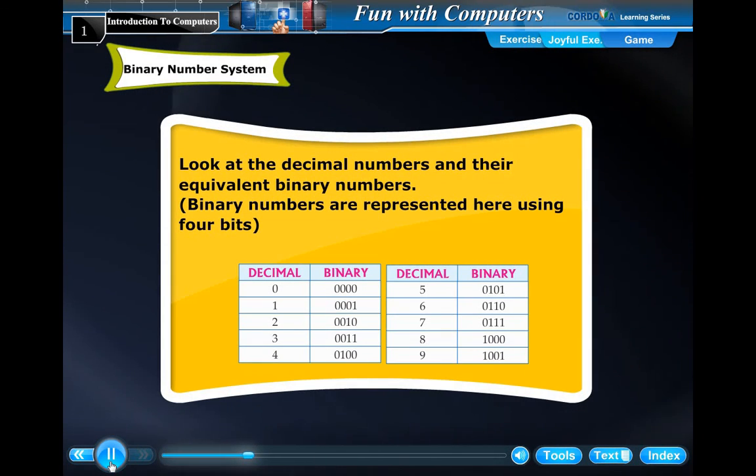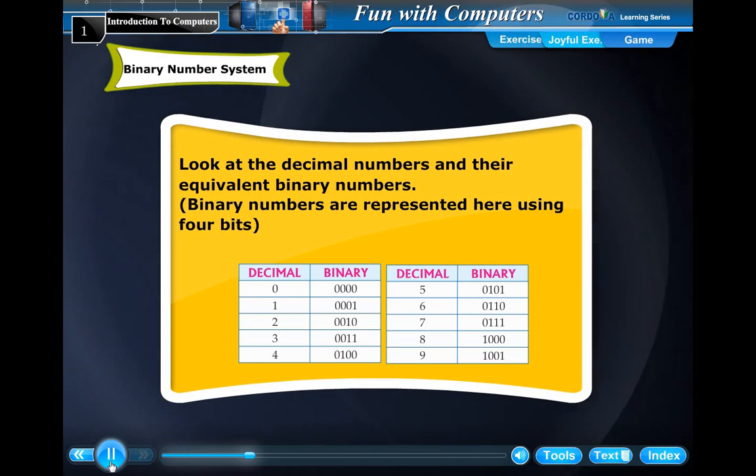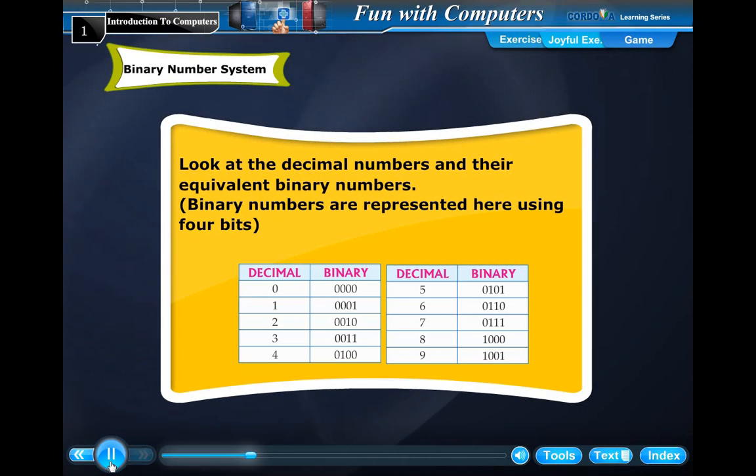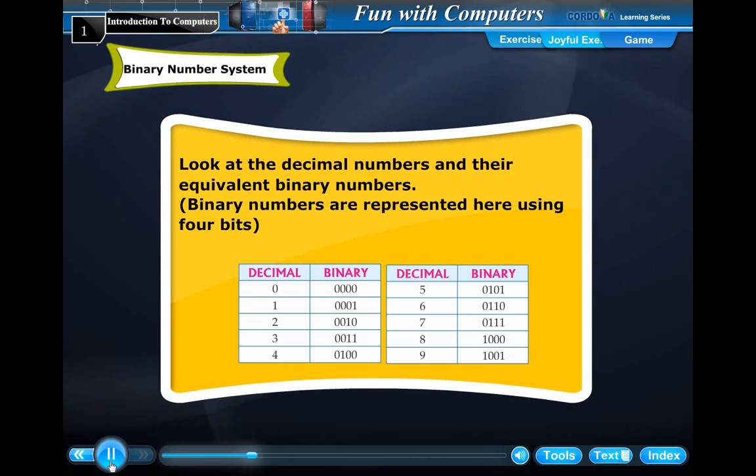Look at the decimal numbers and their equivalent binary numbers. Binary numbers are represented here using 4 bits.